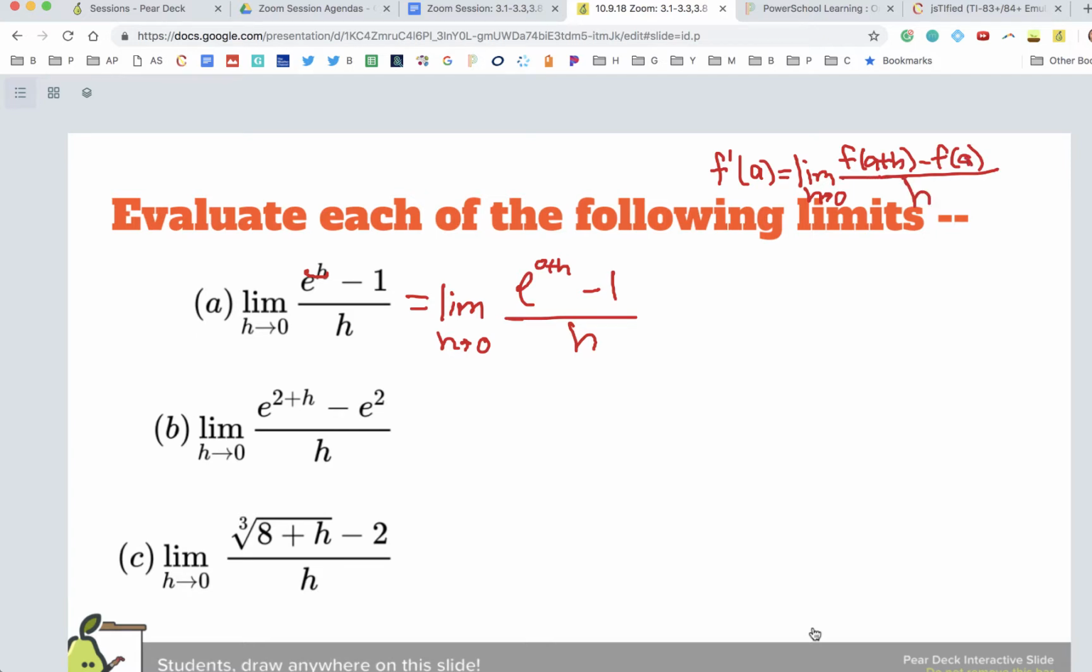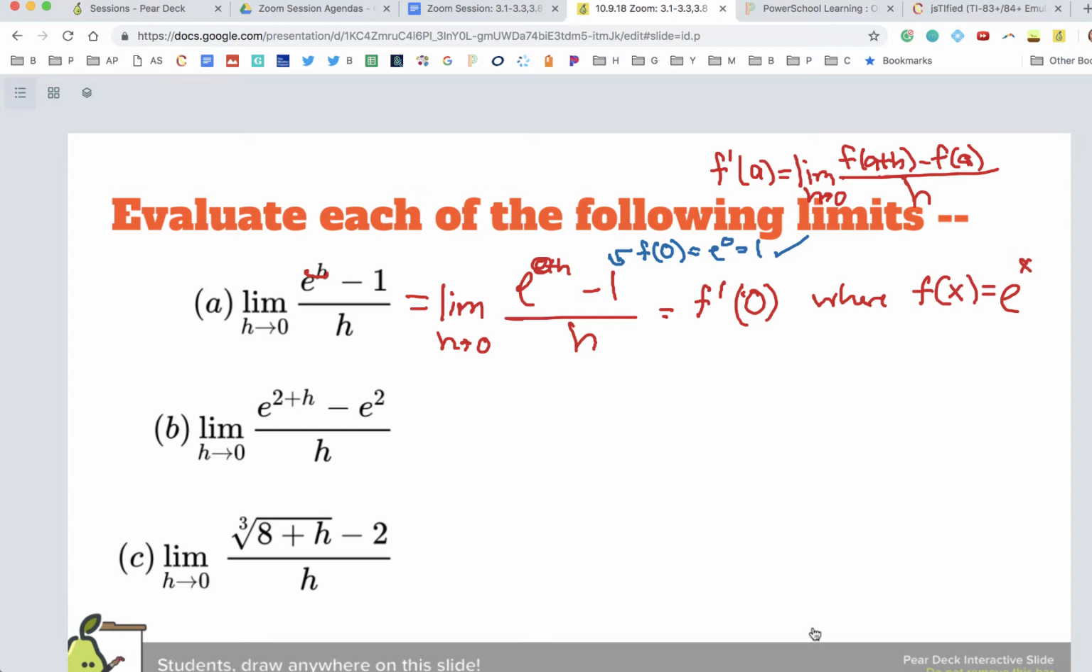Okay, so the first one, is this equal to f prime of a? Our a in this case is 0. f prime of 0, where f of x equals e to the x, right? e to the a plus h, e to the x. We need to check it out. So we need to make sure that this is actually our f of a. So our f of 0 in this case is e to the 0, which is 1. Yes, it's of the proper form, so I can proceed.